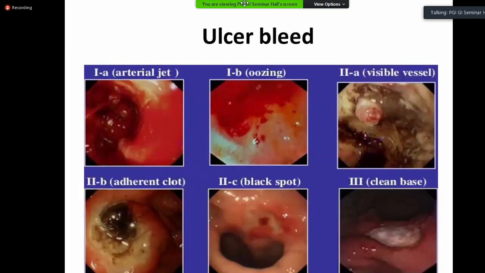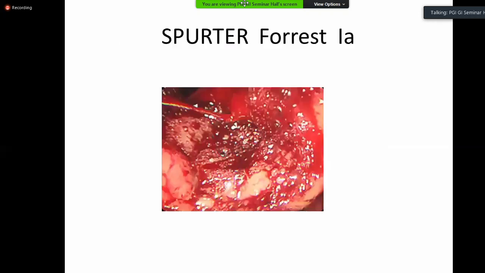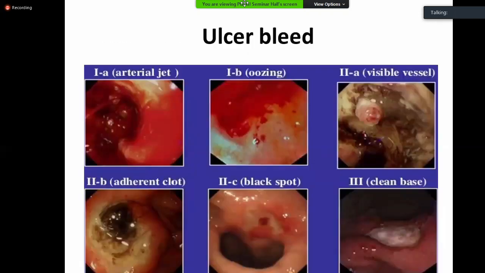Now, ulcer bleed, whether it is a duodenal ulcer or a gastric ulcer. I'll briefly show these and then go to individuals. Whether it is a gastric ulcer or a duodenal ulcer, it does not matter. This classification of bleeding remains the same, depending upon the propensity to rebleed and likelihood of need for immediate intervention. So this is arterial bleed, a spurter, which is grade 1A.